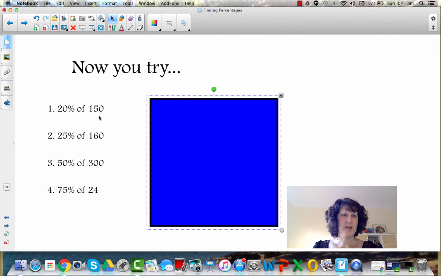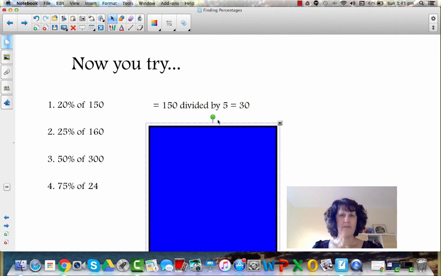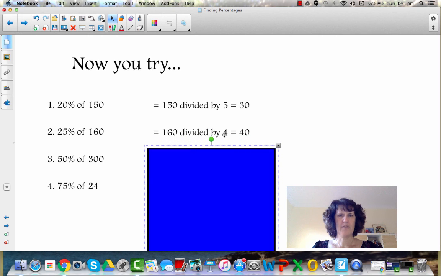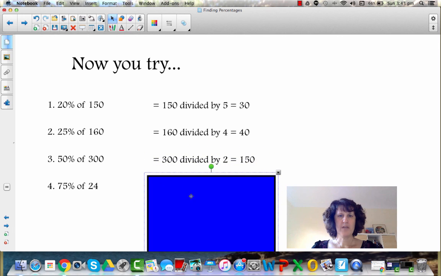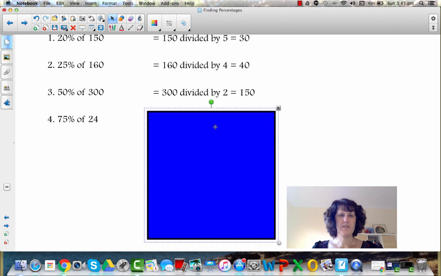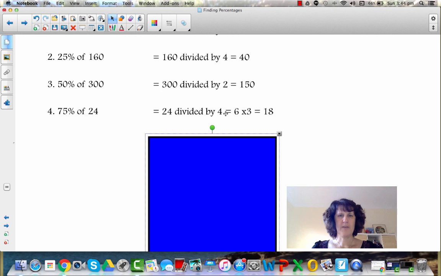So 20% of 150, I'm just going to divide it by 5, and 150 divided by 5 gives me 30. So 20% of 150 is 30. 25% of 160, I've got 160 divided by 4, which is 40. 50% of 300, 300 divided by 2 is 150. 75% of 24, well, I have to start by dividing it by 4 to find 25%, or 1/4, and then I multiply that by 3 to get 3/4, so I get 18.